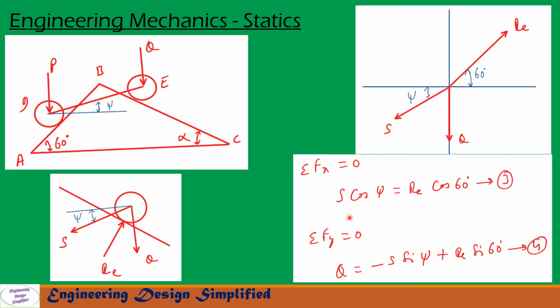Now let us resolve along the y direction. Along the y direction we have Q acting downwards, equal to the vertical component of S, that is S sin psi, which will be downwards, so we have put a negative here, plus RC, the vertical component of RC is upwards and it is RC sin 60. Let us call that equation 4.